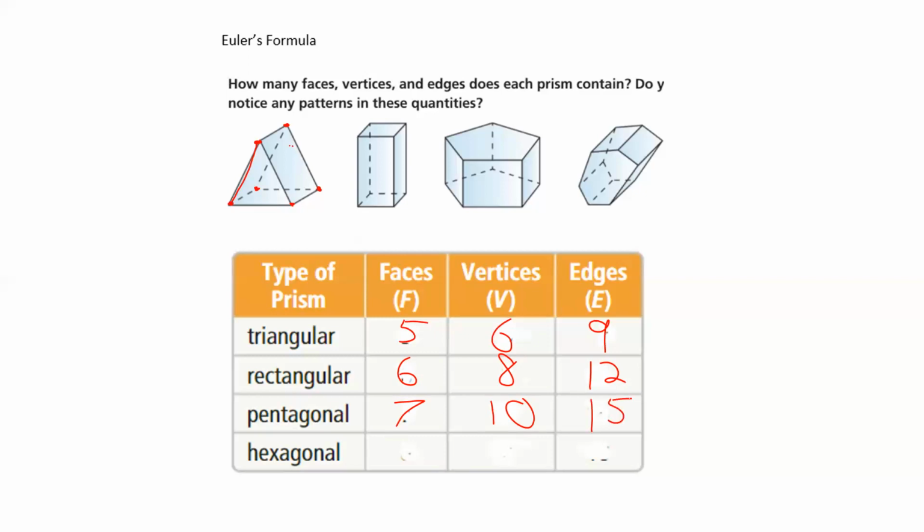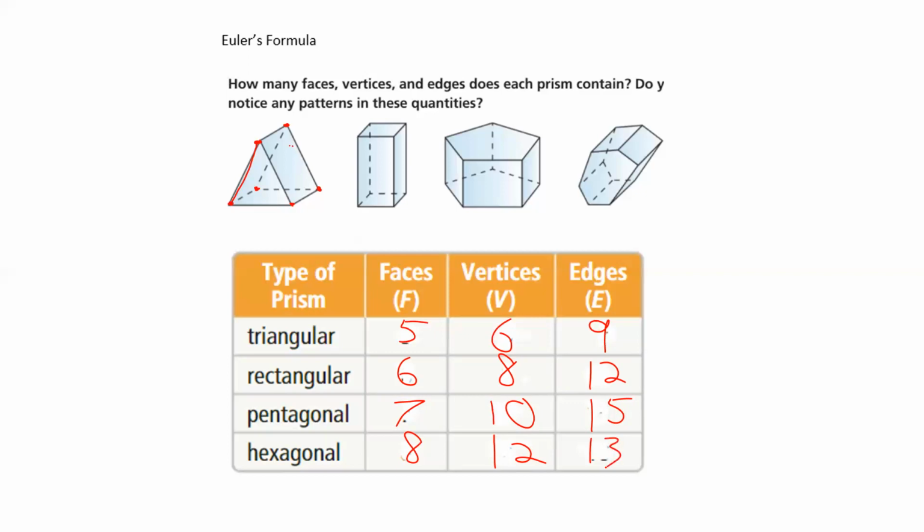Now, there are patterns within these columns. Each time we went up by 1 for the type of prism that we had, right? This is 3 sides, this has 4 sides, 5 sides, 6 sides. And there's patterns here as well. Number of faces each time was increasing by what? By 1. All right, so this one was 8. Number of vertices was increasing by 2 each time, so this was 12. And number of edges each time was increasing by 3.